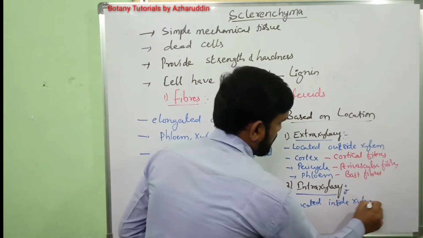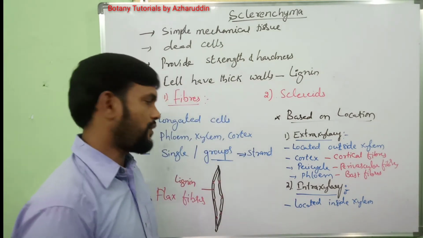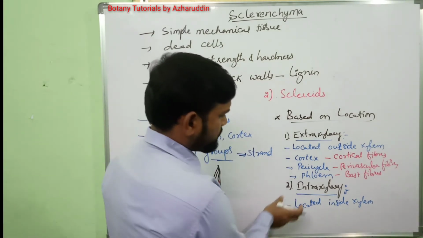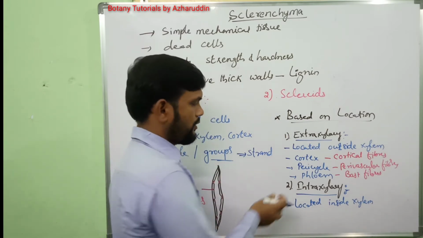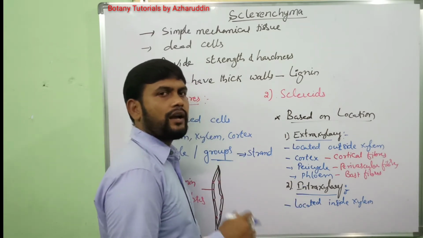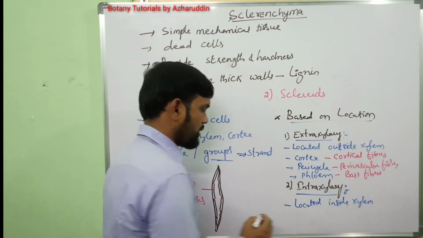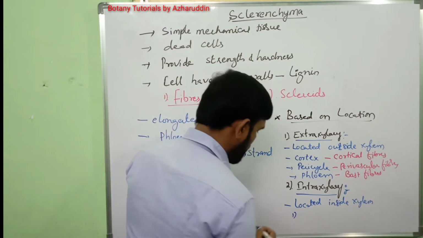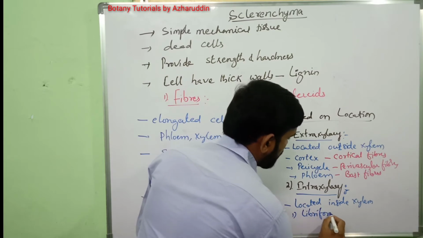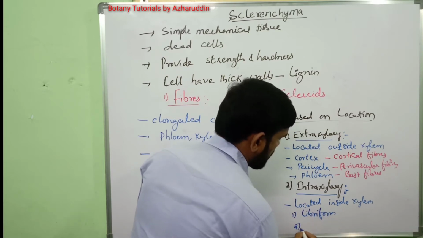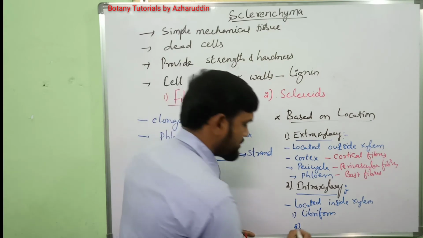Such fibers are called intraxylary fibers. These are also again two types. Intraxylary fibers are divided into two types: libriform fibers, and the second type are called fiber tracheids.